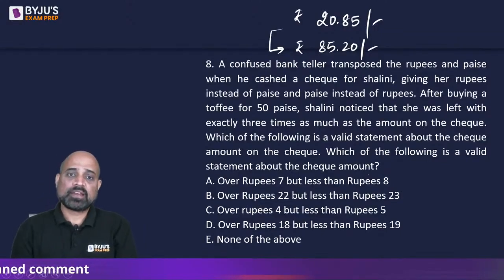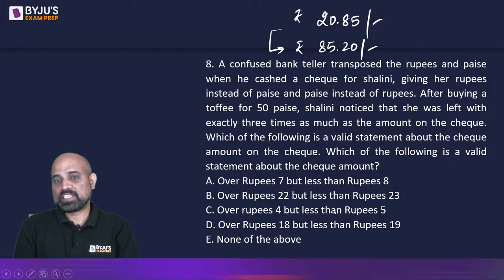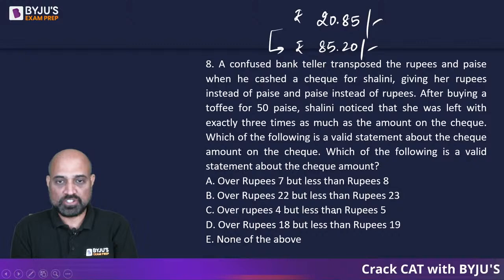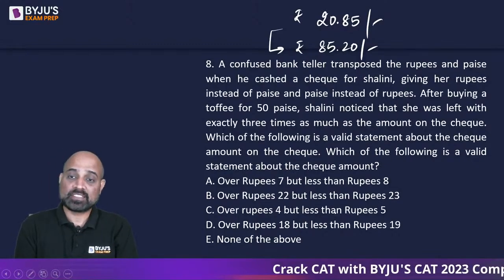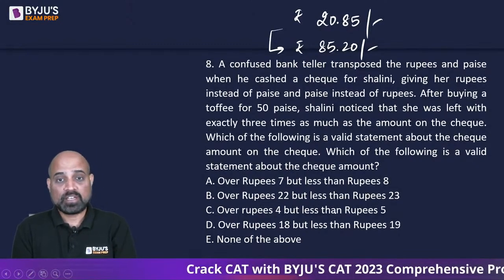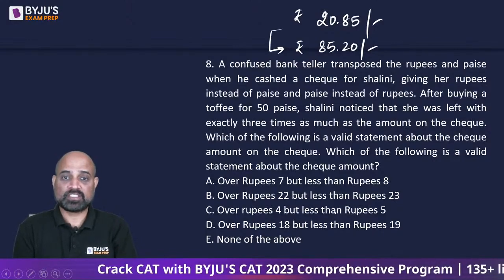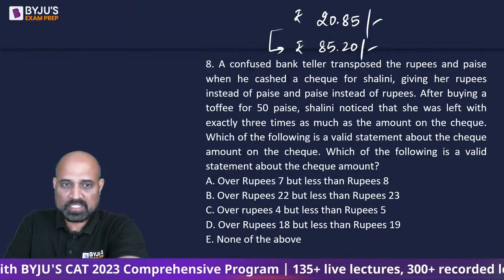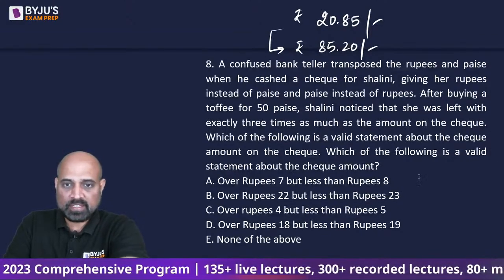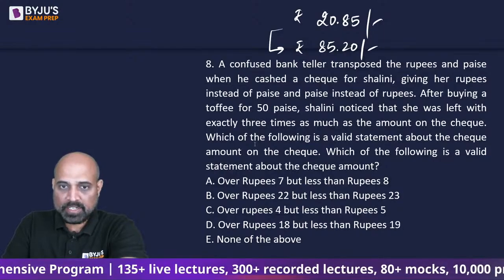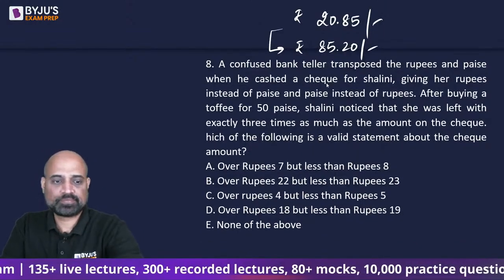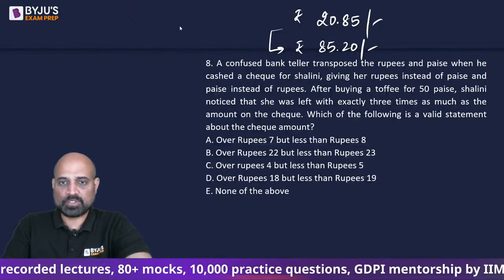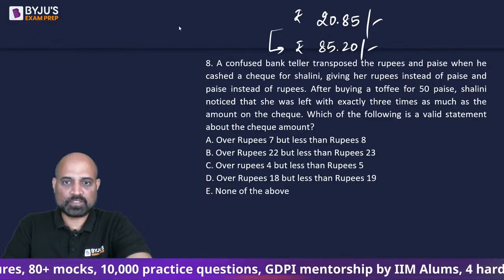Okay. After buying a toffee for 50 paise, Shalini noticed that she was left with exactly 3 times as much as the amount on the check. Which of the following is a valid statement about the check amount? ठीक है. So what I will do in this case is मेरे को अपने आप को हाइड करना पड़ेगा और थोड़ा सा font size कम because we will need enough space for this, I believe.